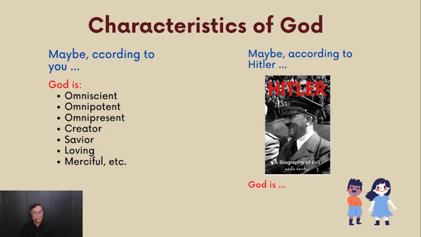Some of you perhaps say God is omniscient, all-knowing. Some of you say omnipotent, all-powerful. Some of you may say omnipresent, all-present. And then some of you would say God is a creator, or a savior, or loving, or merciful, and so on and so forth. Meaning to say, if I have, for example, 35 students in my class, then I get 35 descriptions, words or phrases, that point to or describe the God that you know.